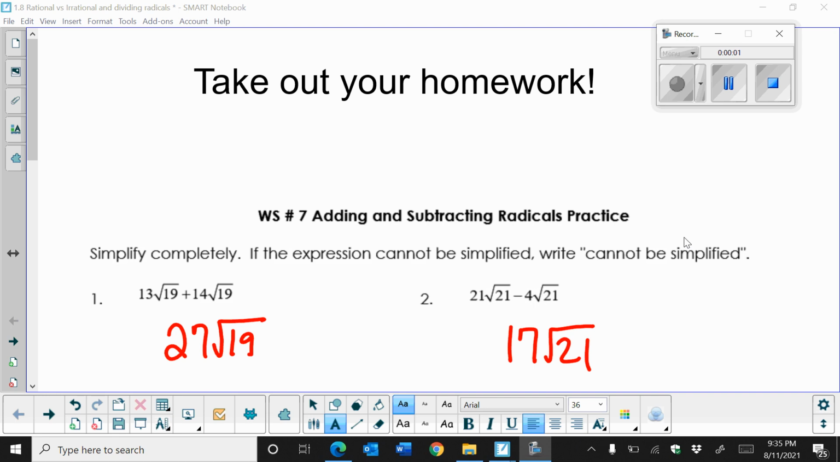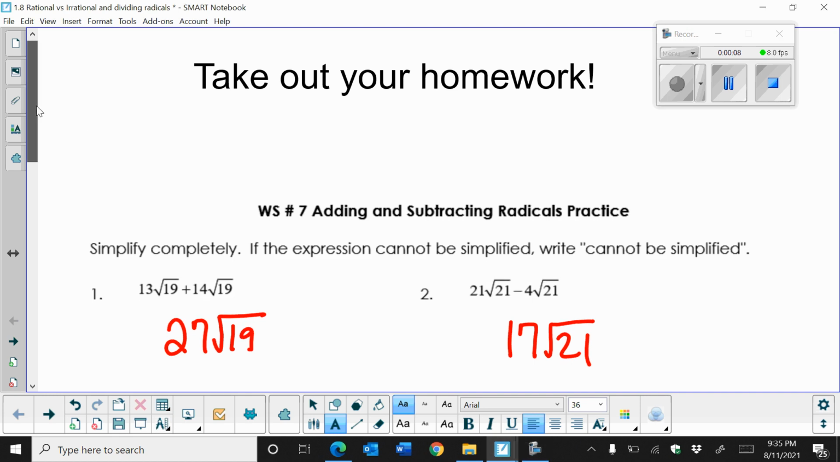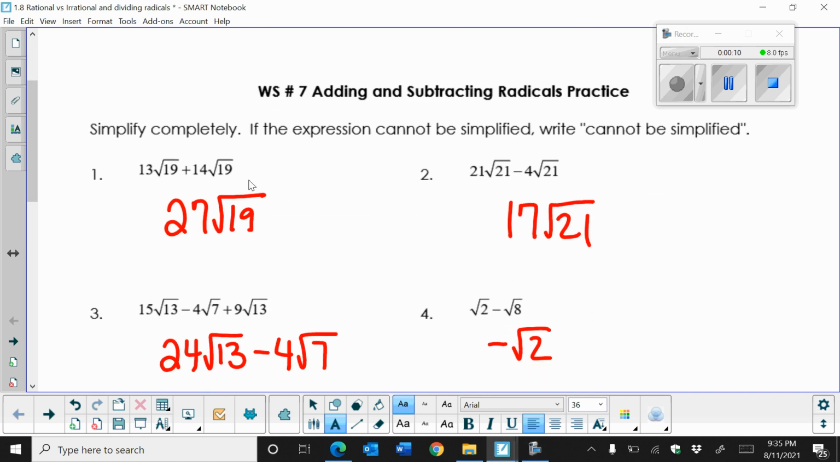Good afternoon, fourth period. I need you to take out your homework. We're going to do a quick check. So I'm going to just pull this slowly down, and you need to get out a pen and mark it correct or circle it if you need to go back and revisit it.